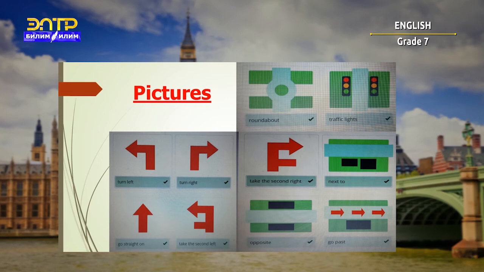We also may use cafe, hospital, underground station, post office or library. They are buildings. Also in directions, we often use traffic light, roundabout, or commands like on the left, on the right, first left, first right, second left, second right. Now all these words are in pictures. Have a look at them attentively, please. Turn left, turn right, go straight on, take the second left, roundabout, traffic lights, take the second right, next to, opposite, go past.